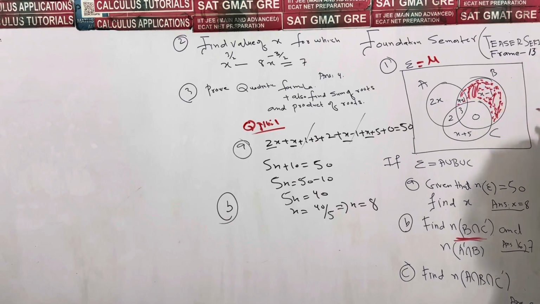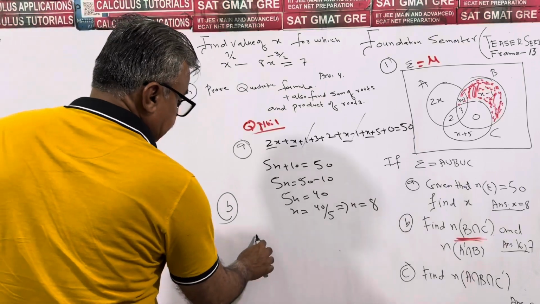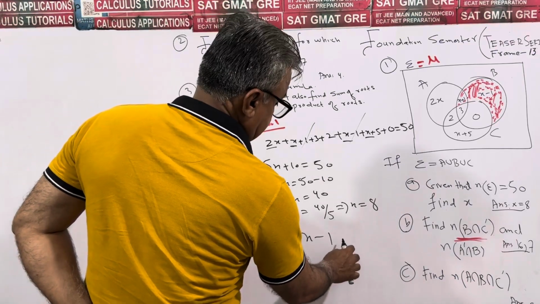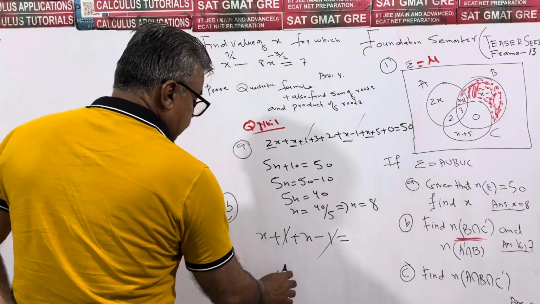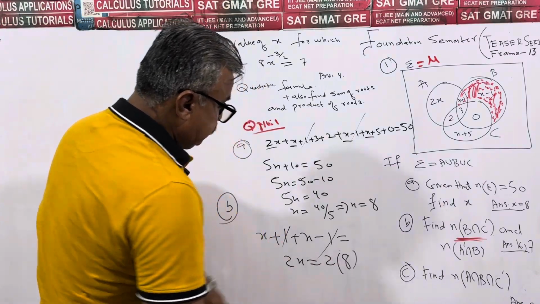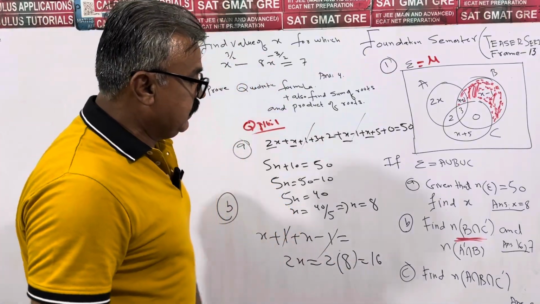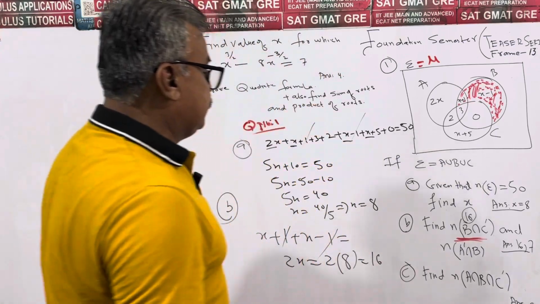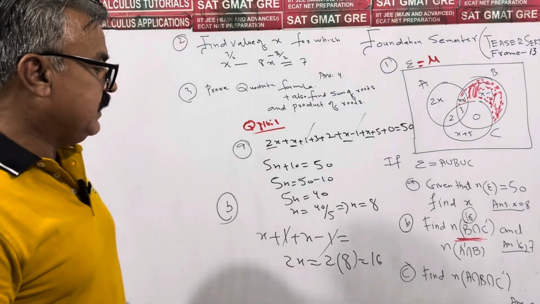The rest of B: we have x minus 1 and x plus 1. We have to find out this one, as 1 cancels out, this is 2x. The value of x we have already found is 8, so 2 times 8 is 16. So the number of elements in B intersection C complement is 16.